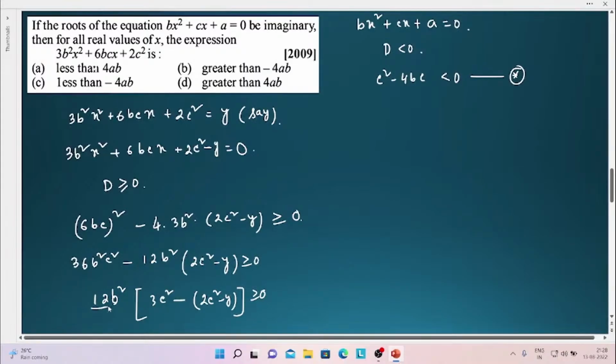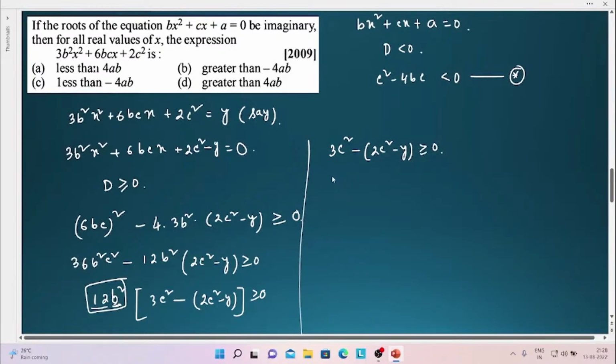Since 12 is a positive number and b square is also a positive number, the part 12b square is positive, so you can divide by 12b square. The inequality will not change, right? If we divide by 12b square, it will be 3c square minus 2c square minus y, which is greater than or equal to 0.